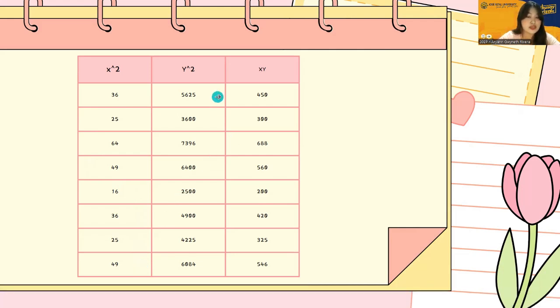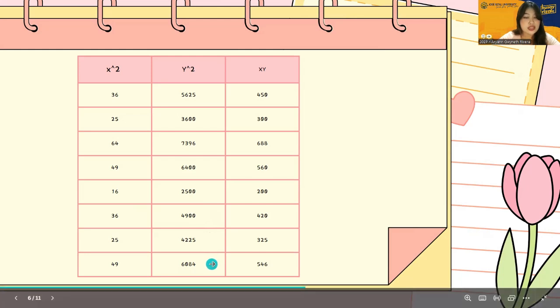Same procedure with Y squared. Just square the exam scores and you'll get the answers, which are 5,625, 3,600, 7,396, 6,400, 2,500, 4,900, 4,225, and 6,084.